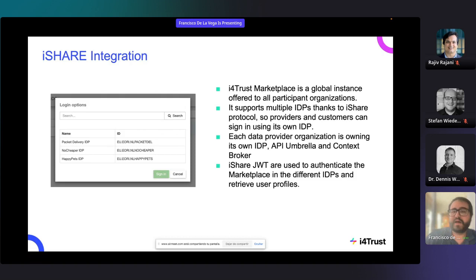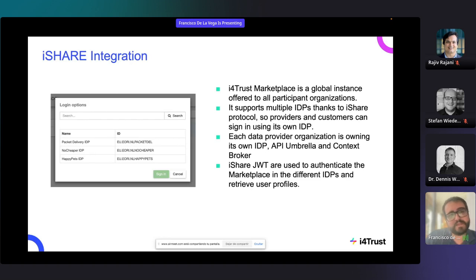So the idea is that you can have an i4Trust marketplace instance, and there might be multiple organizations, the different participants in the data space, and each organization may have their own identity provider, as has been previously explained. So each participant in the data space has their own identity provider, and the idea is that when they want to log in into the marketplace, they don't want to log in with an identity provider that belongs to the i4Trust owner. They want to log in using their own identity provider. So thanks to this integration that we have done of the marketplace with the iSHARE framework, this is feasible.